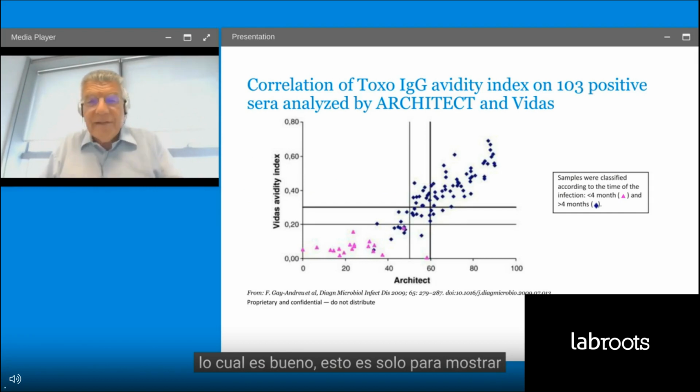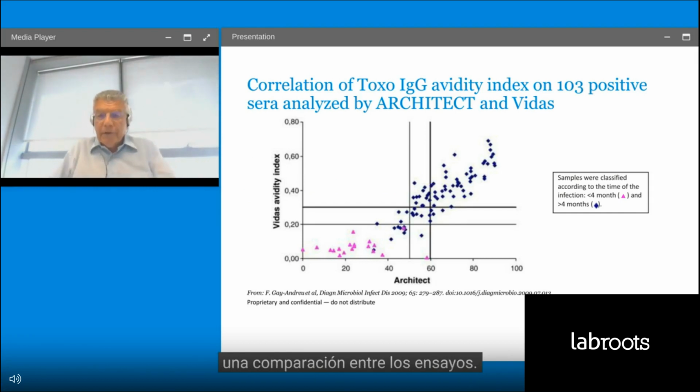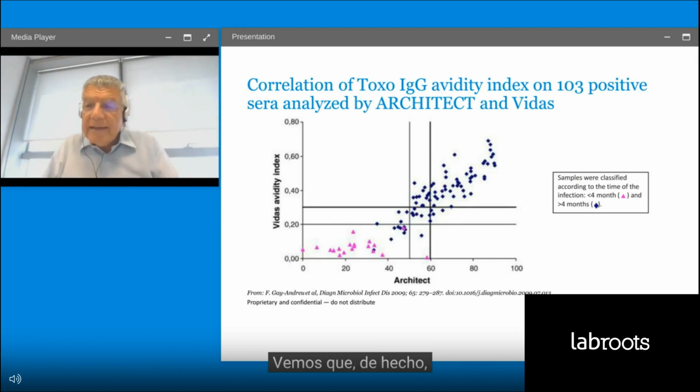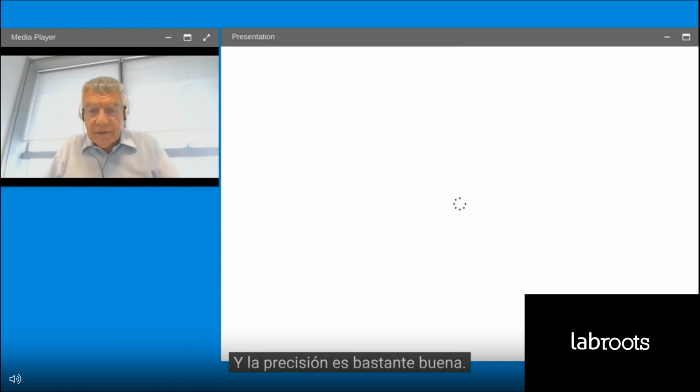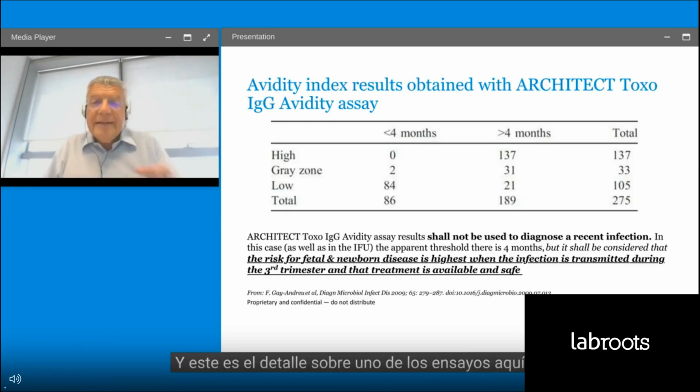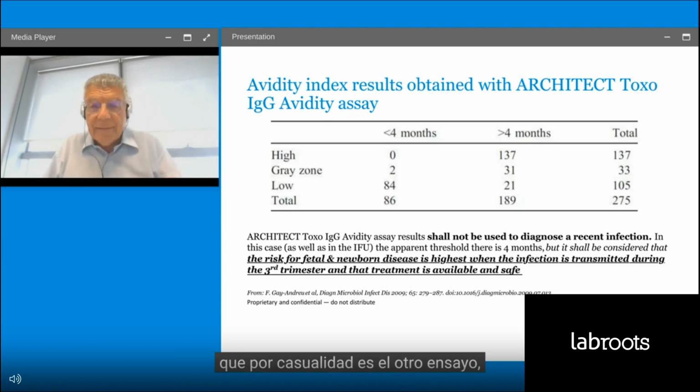This is just to show a comparison across two assays. We are not interested really in the correlation. We do see that indeed the samples are classified according to a threshold of 4 months before or after. Again, we cannot diagnose the recent, but we can exclude the recent, which is what happens with all those dots here, and the accuracy is fairly good. And this is a detail about one of the assays here that by chance is the Abbott assay. You see what I mean here?